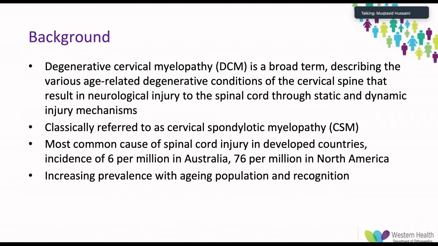It's the most common cause of spinal cord injury in developed countries, with an incidence of approximately 6 per million in Australia and 76 per million in North America. However, the true rates are probably a bit higher than this, as it's a bit of an underdiagnosed condition. There is an increasing prevalence with the aging population and some better recognition of some of the signs and symptoms.